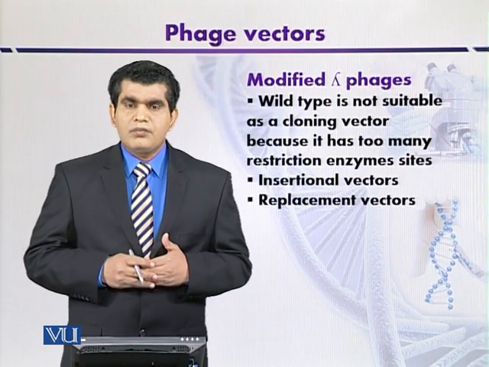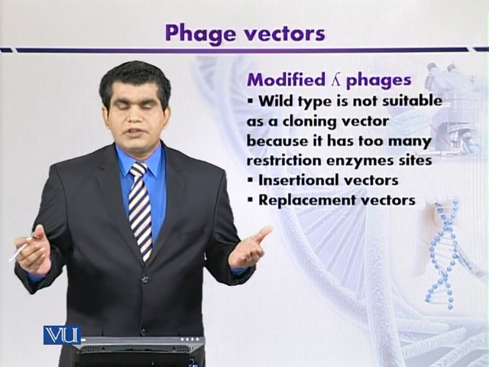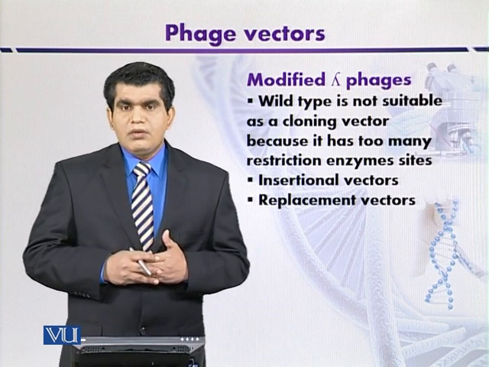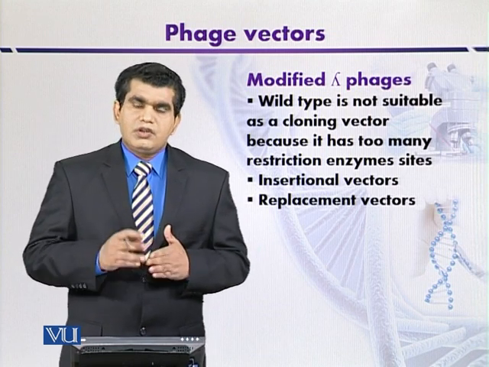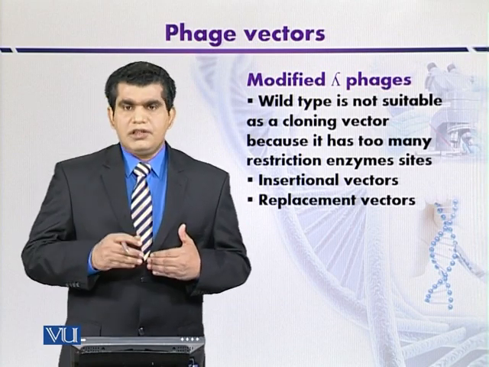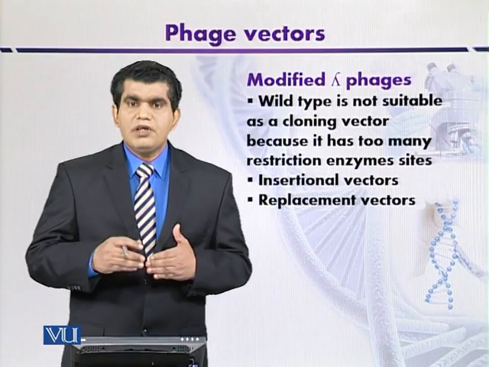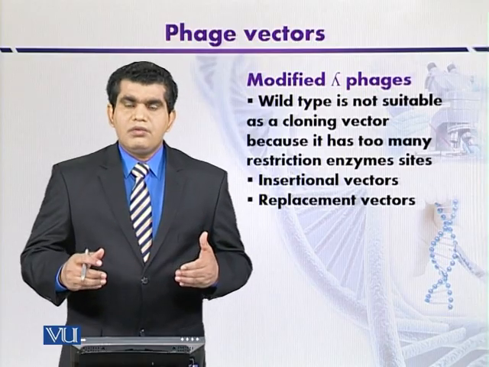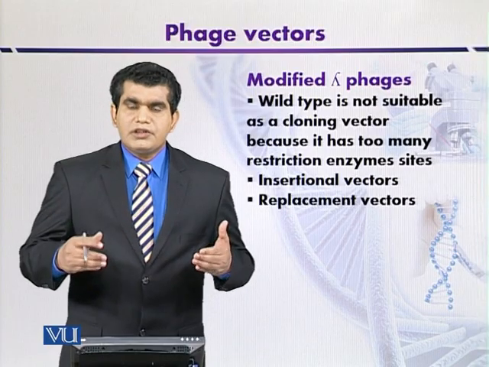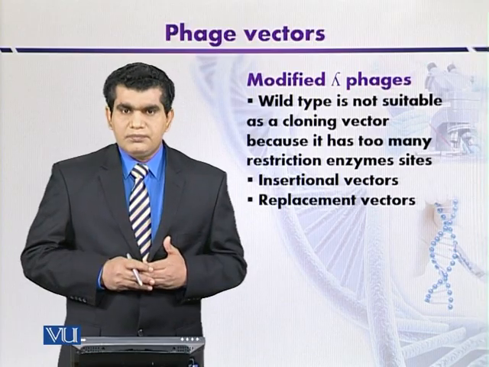इसी तरह से एक और टाइप है Charon 16, जिसमें एक ही restriction site होती है और इसको EcoR1 से कट करके फॉरेन डीएनए इंसर्ट कर दिया जाता है. क्योंकि यहाँ हम फॉरेन डीएनए को इंसर्ट कर रहे हैं, इस वजह से इनको इंसर्शनल वेक्टर्स कहा जाता है.